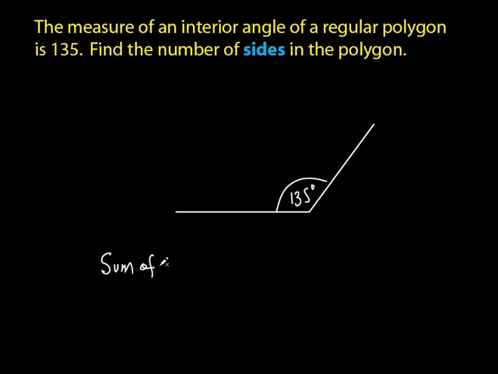Let's do the whole thing: the sum of the interior angles. And what is that formula? Well, it's n minus 2 times 180. Remember what the n stands for. It's how many sides you have. So we actually need to solve for n.